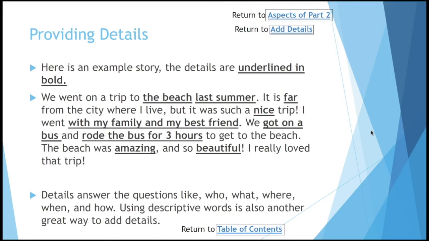So details answer the questions like who, what, where, when, and how. So for example, the beach was what, last summer was when, far is a description, so using descriptive words is also another great way to add details. Nice is another descriptive word. Who, I went with my family and my best friend. How, we got on a bus and rode for 3 hours, and a couple more descriptive words like amazing and beautiful.